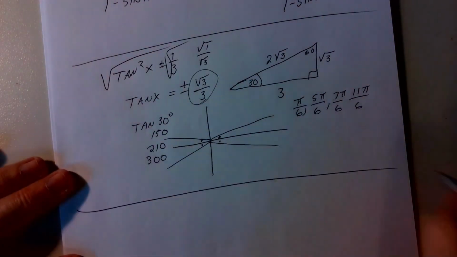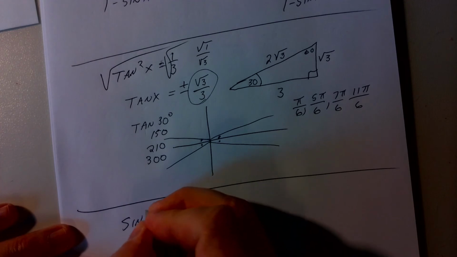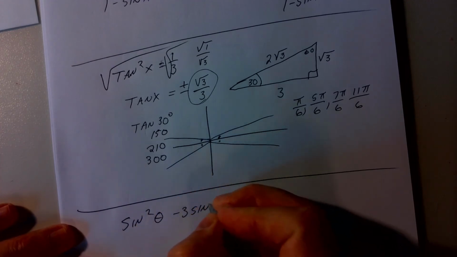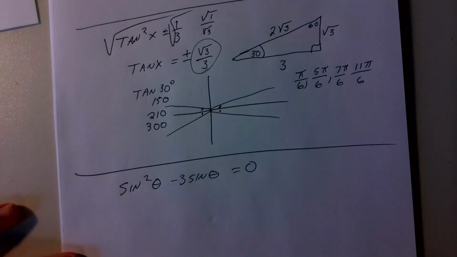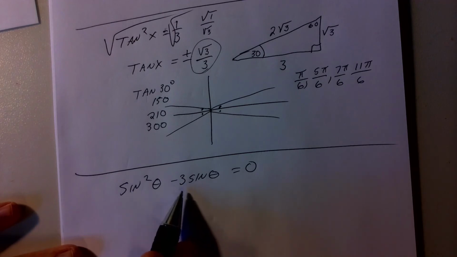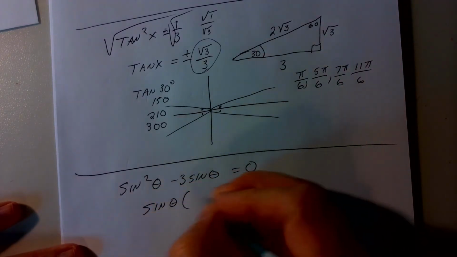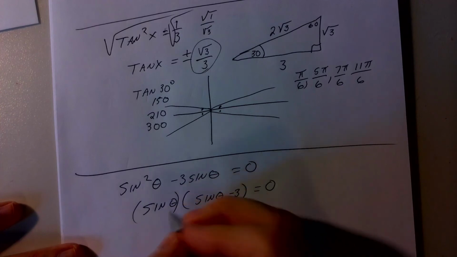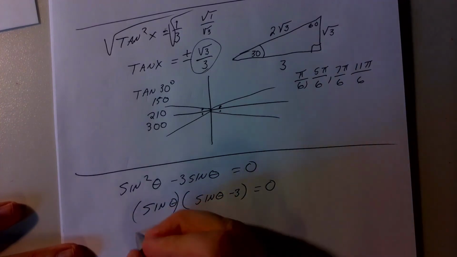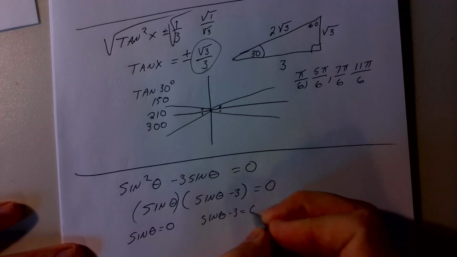So let's leave you with one kind of scary thing. Here we go. Let's do sine squared theta minus 3 sine theta equals 0. When I'm trying to solve this equation, that last equation was pretty easy. It's got a lot of steps to it, but pretty easy in terms of the math. One of the first things I can do right here is factor a sine out. So pull a sine theta out of both of these, and I get sine theta times sine theta minus 3 equals 0. So now I have something times something equals 0, which means either sine theta equals 0, or sine theta minus 3 equals 0.